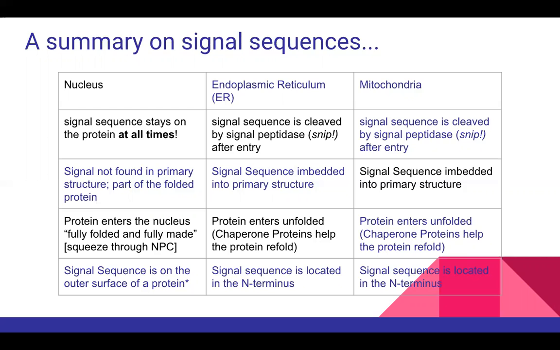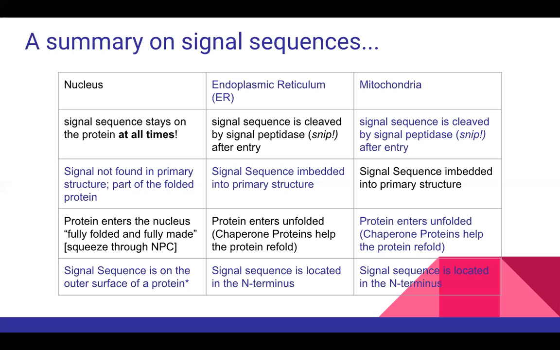For the nucleus, the signal sequence will be found on the surface of the folded protein, whereas for the ER and mitochondria, the signal sequence is embedded into the amino acid sequence, which is why I have it phrased as the signal sequence being embedded into the primary structure. So it's not something that's added after the fact in either of those organelles. The signal sequence is already part of the protein itself. It's not an extra addition to a protein.